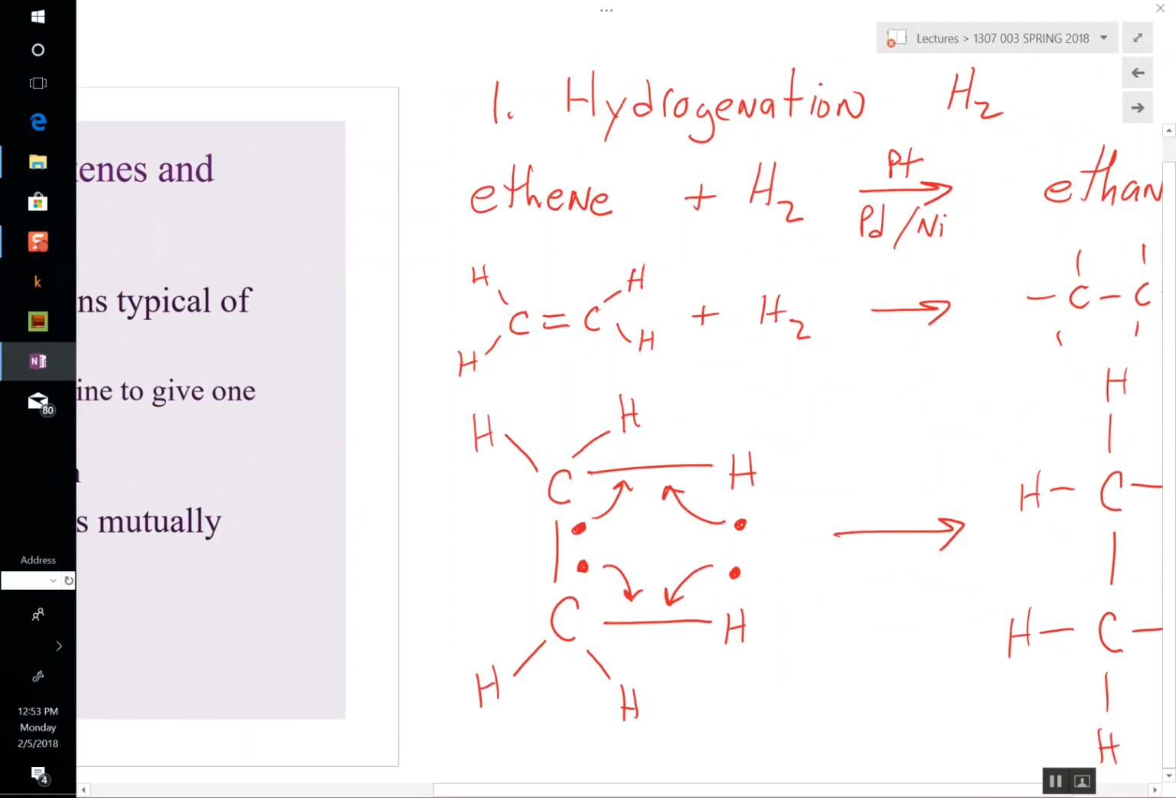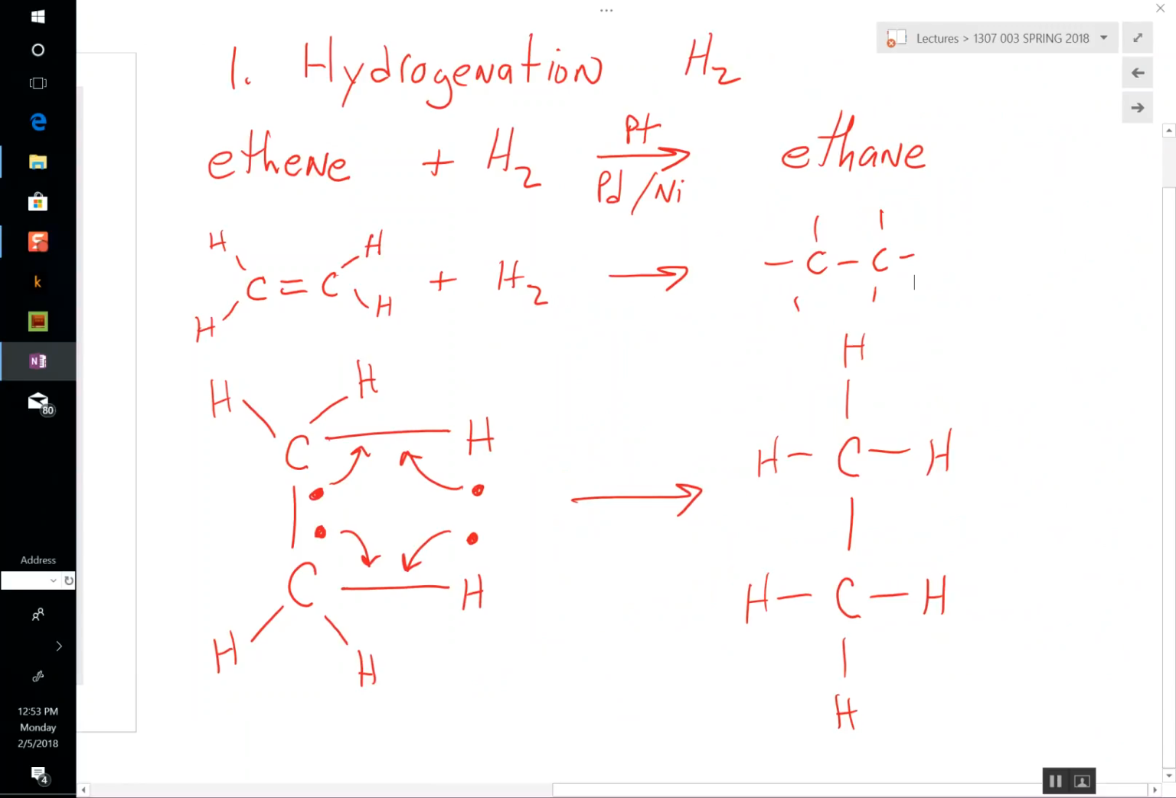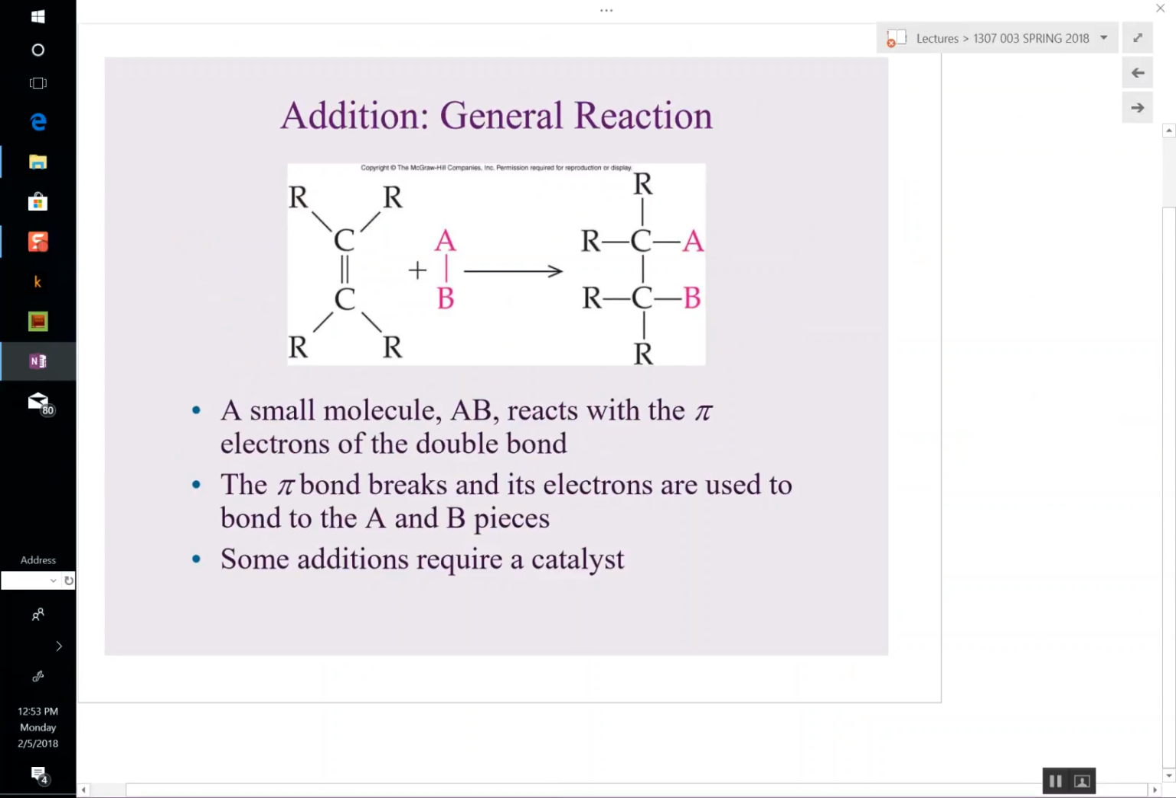And we looked at the way this proceeds on Wednesday. This double bond is made up of 2 electrons, and those electrons just shift into a new bond and dissolve that double bond. You no longer have an alkene, you have an alkane. Here's the general thing. Hydrogen was the first one we looked at. We're going to have three more.